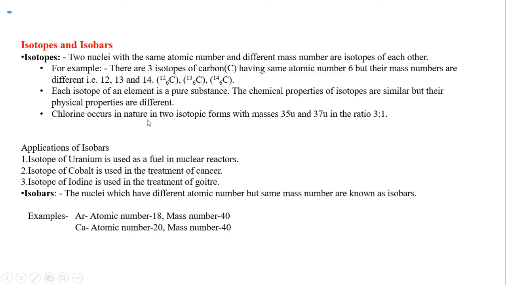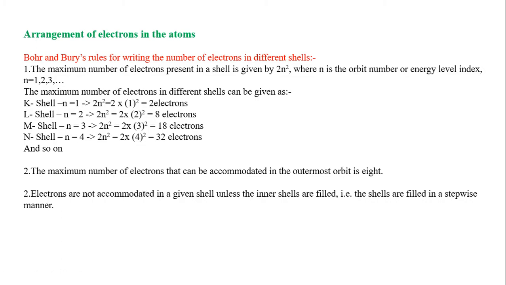What are the applications of isotopes? An isotope of uranium is used in nuclear reactors, an isotope of cobalt is used in the treatment of cancer, and an isotope of iodine is used in the treatment of goiter.